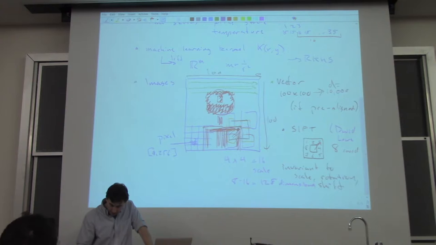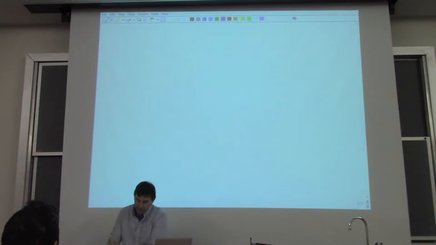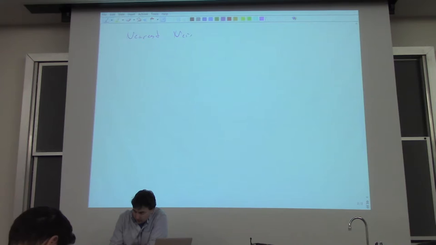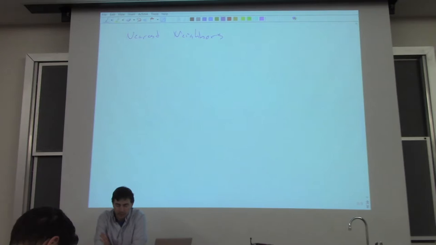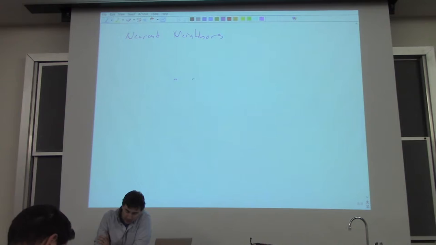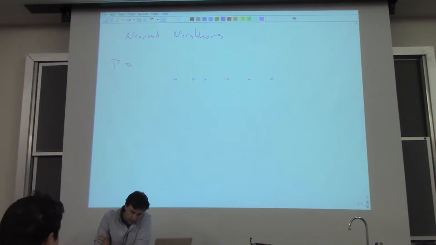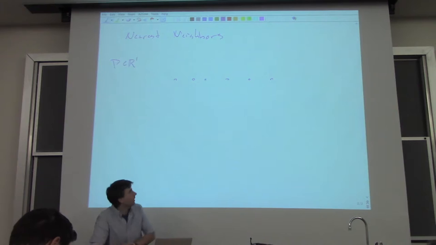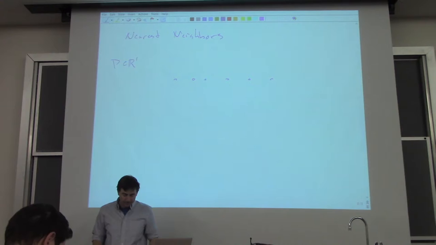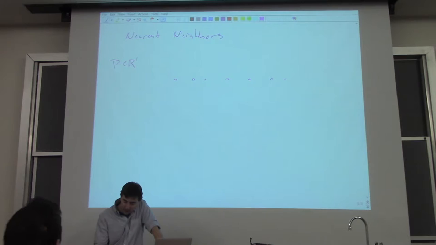Okay, so let's talk again about the nearest neighbor problem. Let's start with the problem, just to review. Let's start with data in just one dimension. So we'll start with a point set, which is a subset of R1. Again, this notation, this is just the reals. So if you have a data set, and this could be large, you want to find the nearest neighbor to a query.